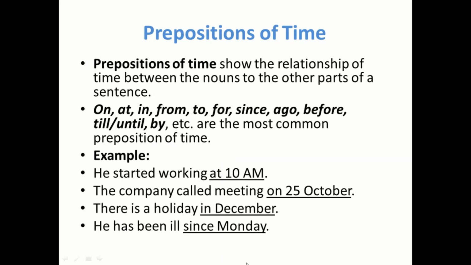Prepositions of time. Prepositions of time show the relationship of time between the noun and the other parts of a sentence. Some common prepositions of time are on, at, in, from, to, for, since, ago, before, till, until, by. These are the most common prepositions of time. On, at, in: these three are confusing for a few students, so I have a detailed video about this. You can check it out on my channel.